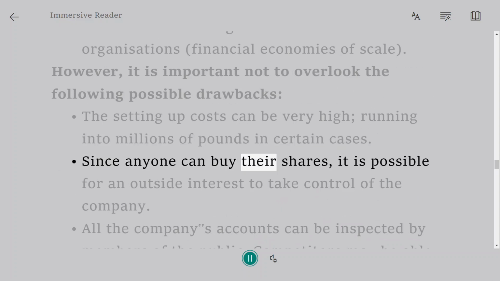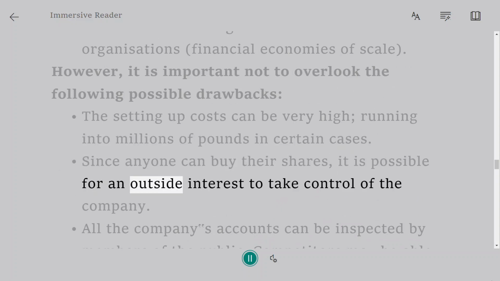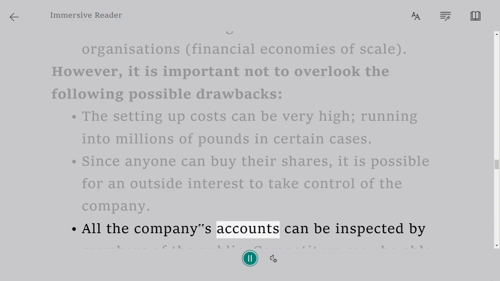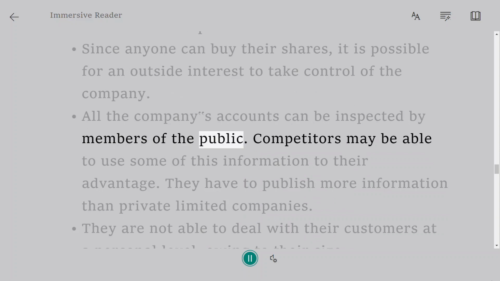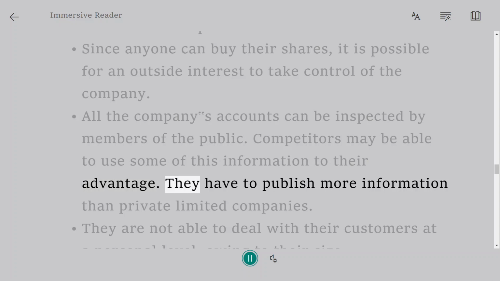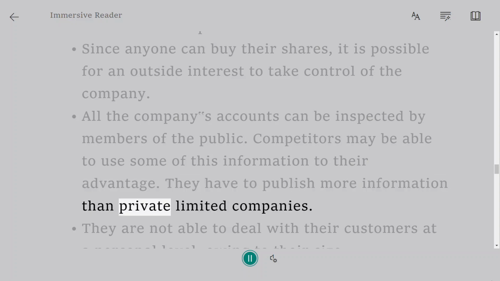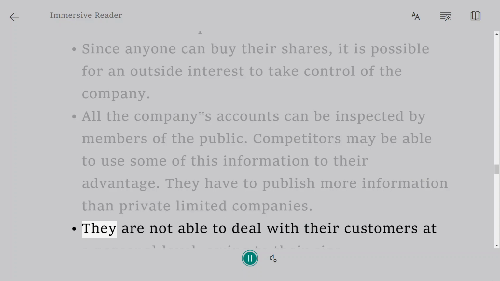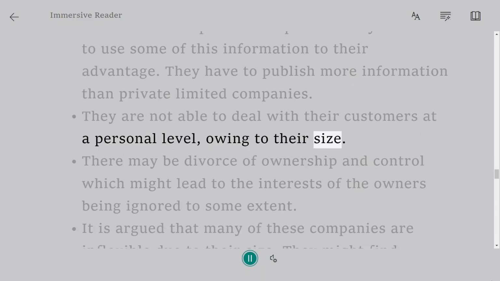Since anyone can buy their shares, it is possible for an outside interest to take control of the company. All the company's accounts can be inspected by members of the public. Competitors may be able to use some of this information to their advantage. They have to publish more information than private limited companies. They are not able to deal with their customers at a personal level, owing to their size.